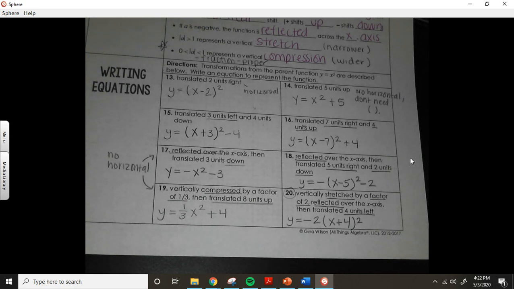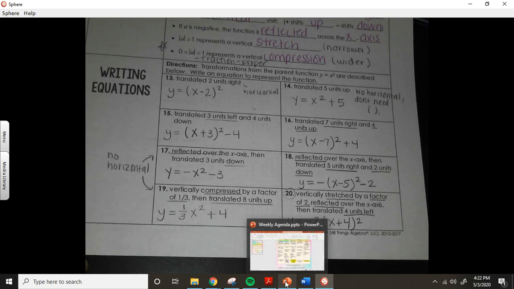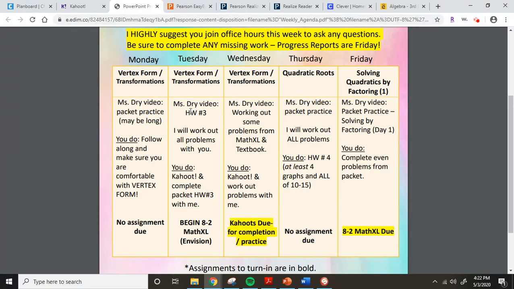Tomorrow we will be practicing homework 3, so I'll work out all the problems with you, and on Wednesday I will be doing some problems from your Math Excel assignment and from our old handy textbook to practice more transformations, you picking out graphs and everything.